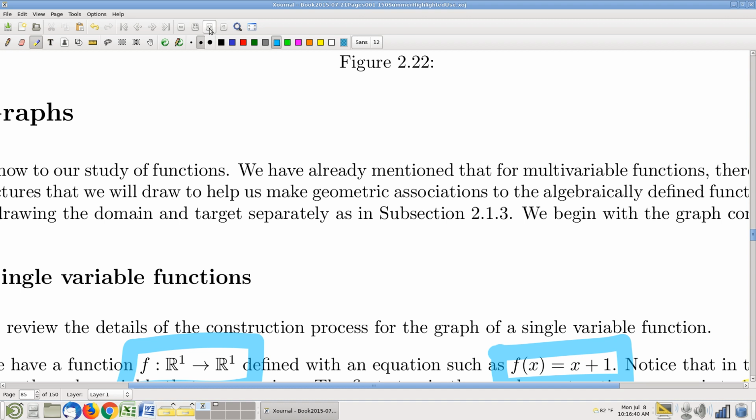F of x is equal to x plus 1. You give me some input value. Here's a formula for how to compute my output value. I have a name for this output value. The output value is called f of x. I don't know what you're talking about with y.